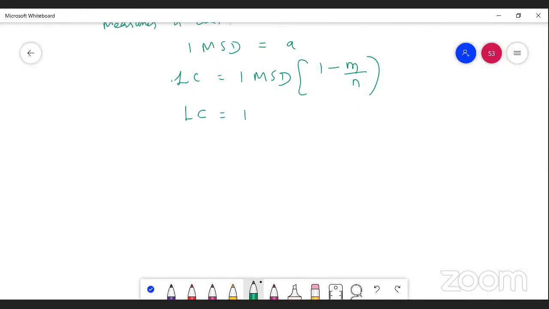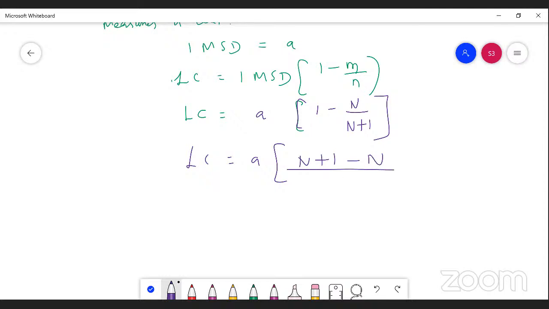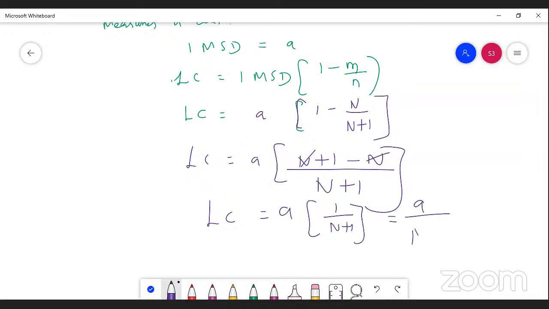So the least count is equal to one main scale division, which is A, times (1 minus m divided by n). Here m is the main scale division value, just take it as n, and n is the Vernier scale division, which is n plus 1. So the least count is A times ((n plus 1) minus n) whole divided by (n plus 1). The n cancels, so the least count is A times 1 divided by (n plus 1), which is A divided by (n plus 1). This is the least count of the Vernier caliper.